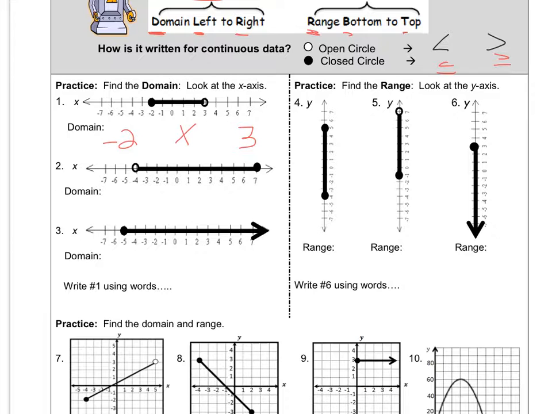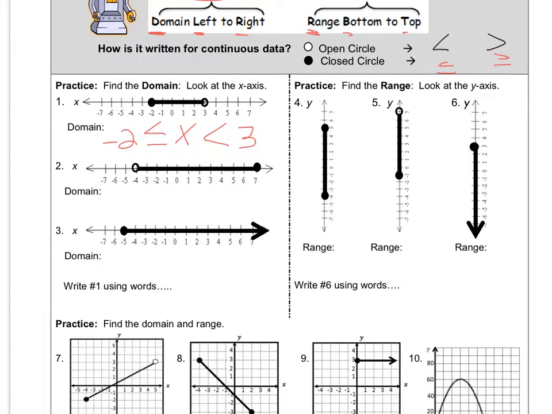Now the other thing we have to do is say, are we including -2 and are we including +3? -2 is a closed circle. We are including it. So we will go ahead and put a less than or equal to sign. And +3 is an open circle, so we'll just put a less than sign. That's how we describe our data.